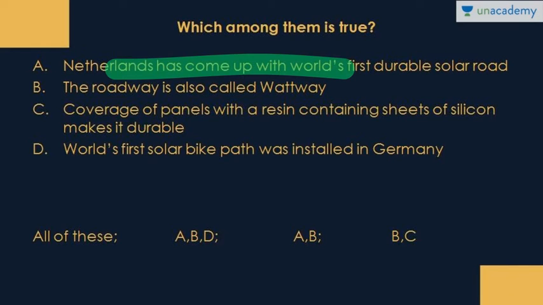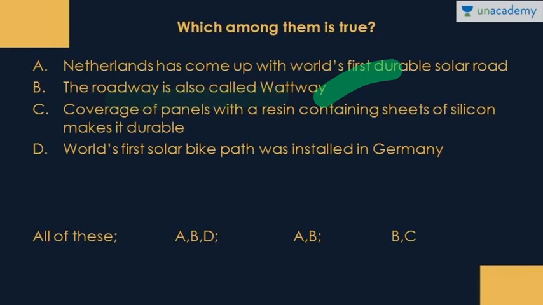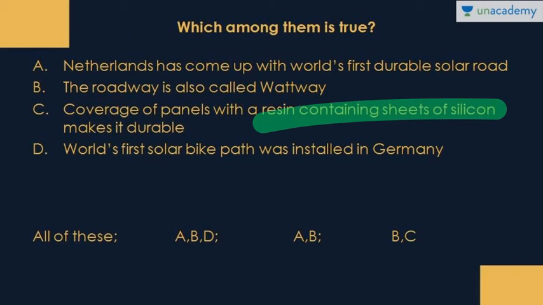Now if you look at B, the roadway is also called Wattway. Yes, absolutely true. If you look at C, coverage of panels. Yes, this is something which makes it durable. The panels are covered with a resin that contains sheets of silicon. So we here have B and C as the correct option.